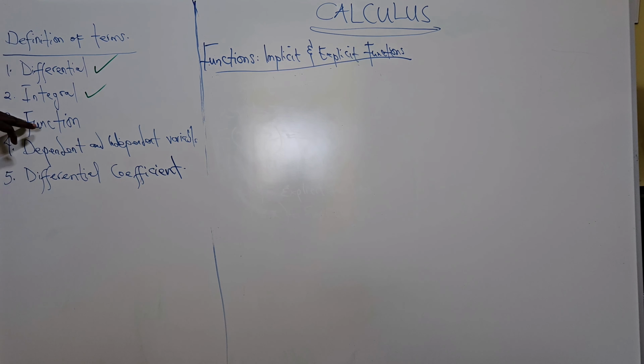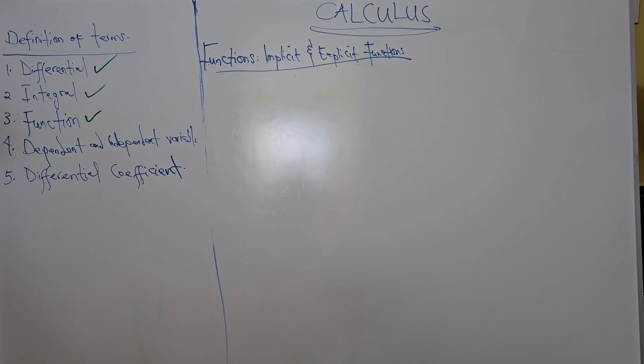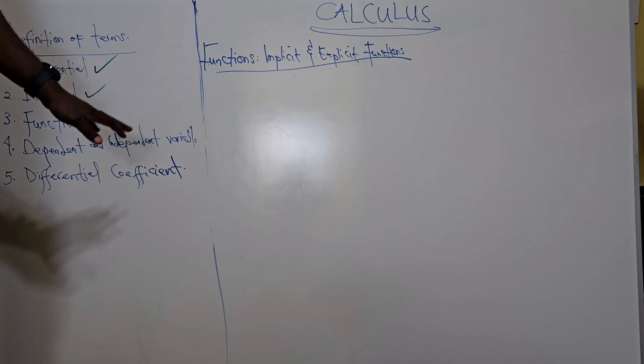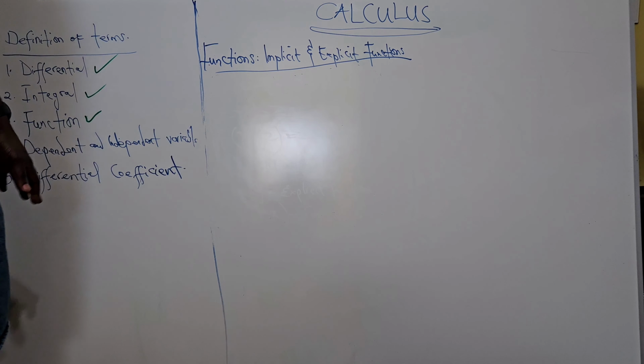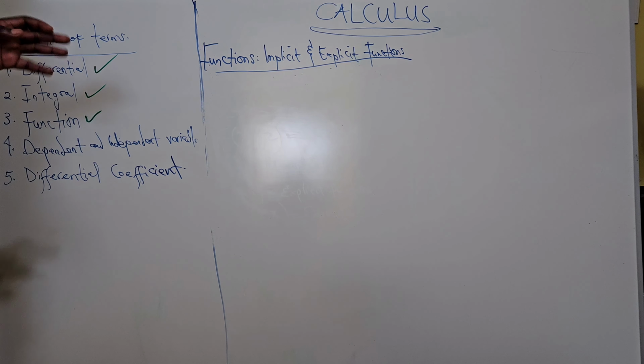So this time around, we're going to be talking about function, which is the next definition. I want you to understand these terms. Once you understand these terms, it is easier to understand calculus. We have two kinds of function: implicit and explicit functions. A function is just a fancy way of saying how two variables are related. If you hear the word function, all it means is relationship.